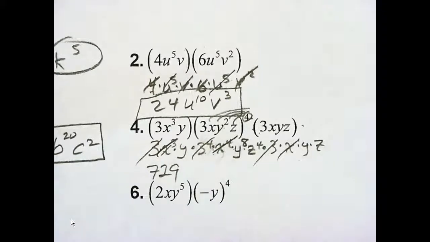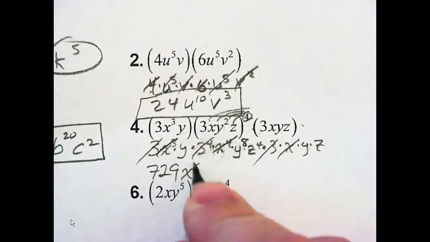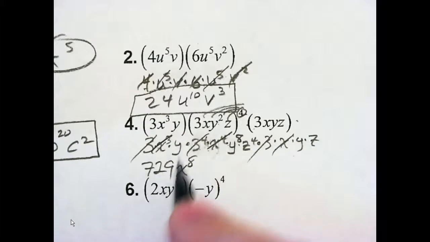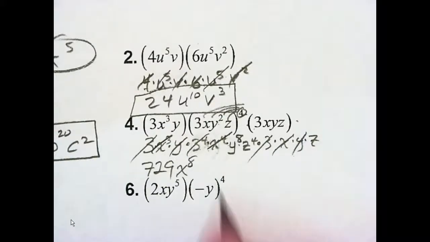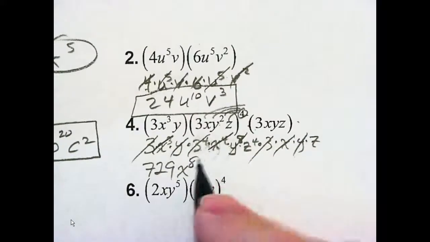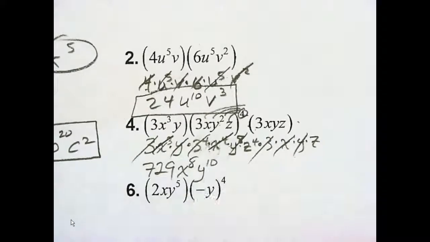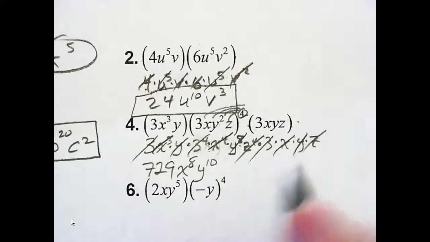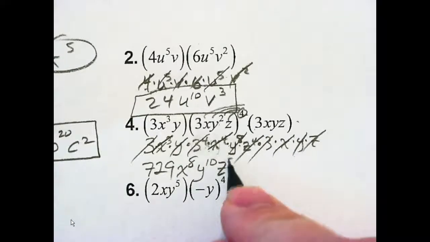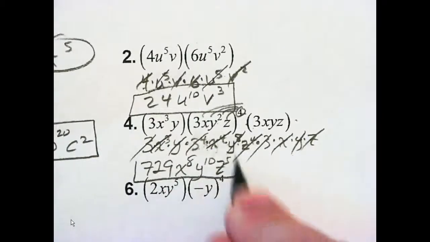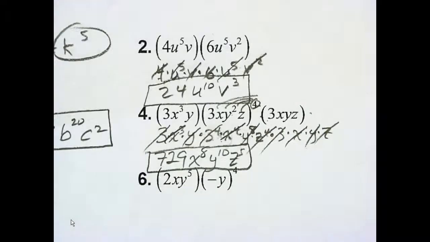And another x is x to the 8th. And then you have a y, and a y, and a y to the 8th. So that's y to the 10th. And then we have a z to the 4th, and a z, and z to the 5th. Okay. Questions? I know it's amazing fun.